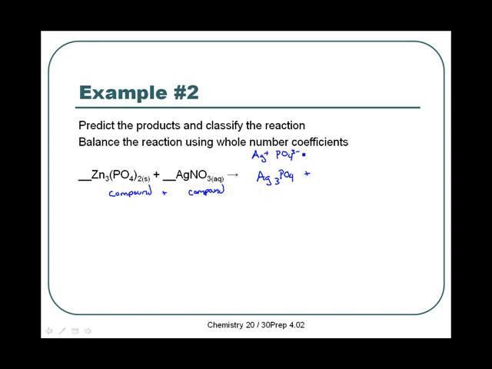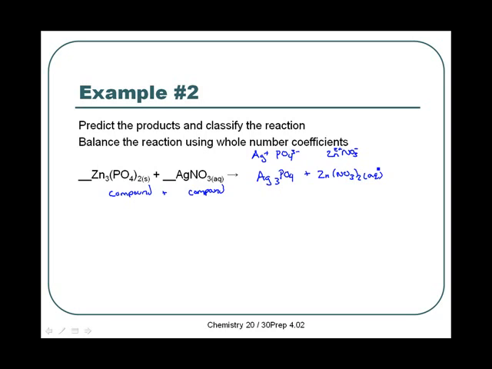Next compound that we have to make is zinc nitrate, and zinc is 2 plus, nitrate's 1 minus, which means we're going to need 2 nitrates to get a zero charge for our zinc nitrate. So it's going to be Zn(NO3)2. When we take a look at our solubility table, we should see that zinc nitrate is aqueous, because anything with nitrate is aqueous.